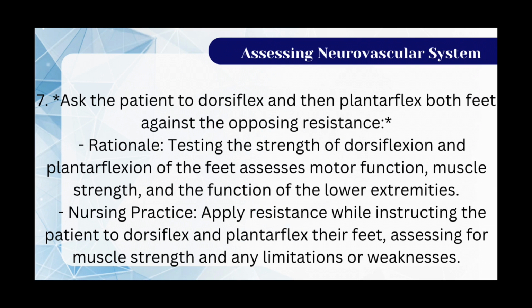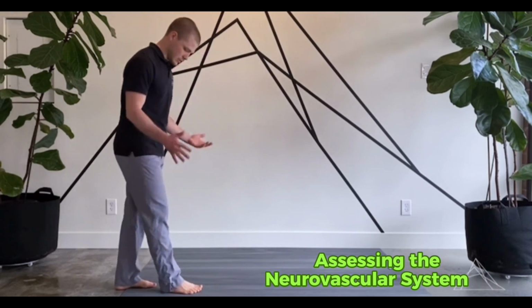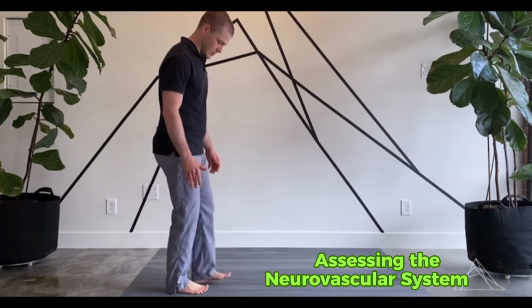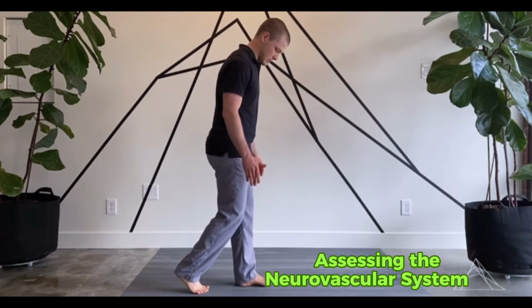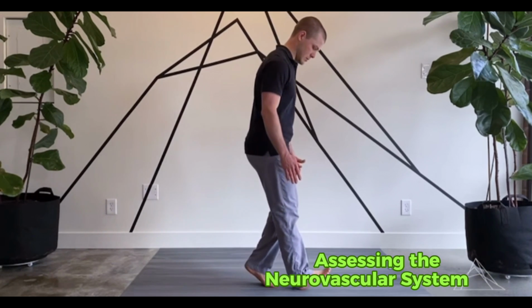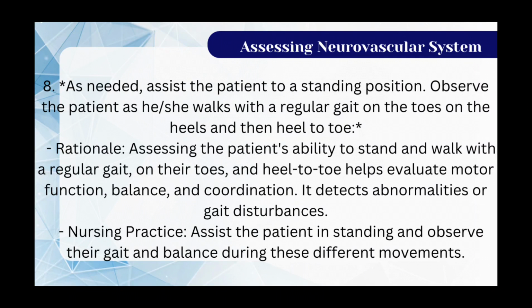8. As needed, assist the patient to a standing position. Observe the patient as he or she walks with a regular gait, on the toes, on the heels, and then heel to toe. Rationale: assessing the patient's ability to stand and walk with a regular gait, on their toes, and heel to toe helps evaluate motor function, balance, and coordination. It detects abnormalities or gait disturbances.